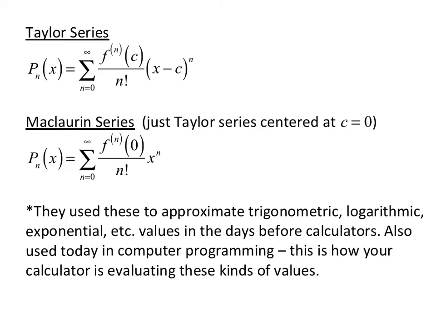They also use this today in computer programming. So when you do actually type in natural log of 1.1 on your calculator, the calculator is actually using an algorithm with Taylor and Maclaurin polynomials and series to approximate the value and give you the answer of, let's say, natural log of 1.1 or whatever it is you're typing in.